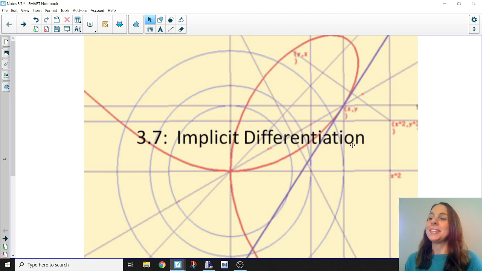I know I say this all the time. I love this section. I mean, I say that for every section, but I truly love this section. There's something about it that feels good. It's smooth. I think you'll see what I mean as we work through the problems.